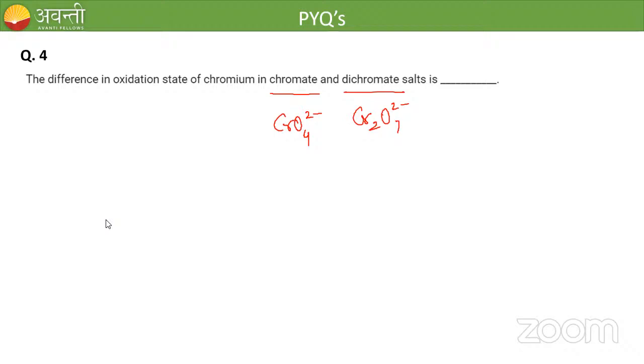Very good, Sarika is getting the answer. So the oxidation state of chromium in both the compounds is +6 and +6. So the difference is 0. 6 minus 6 is 0. So the answer is 0. Very good, Mahik. It is 0.